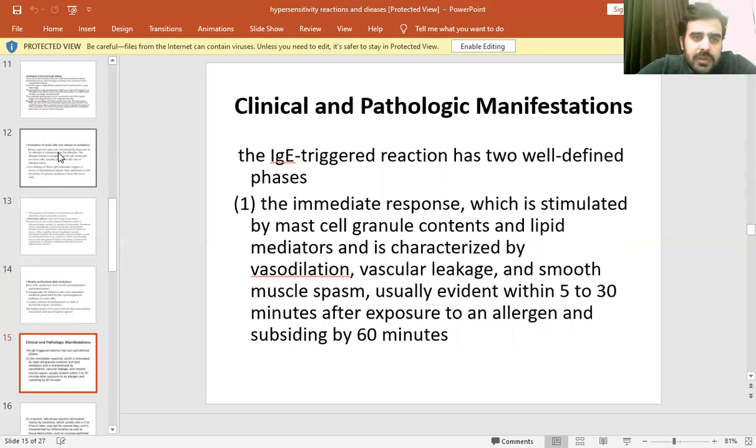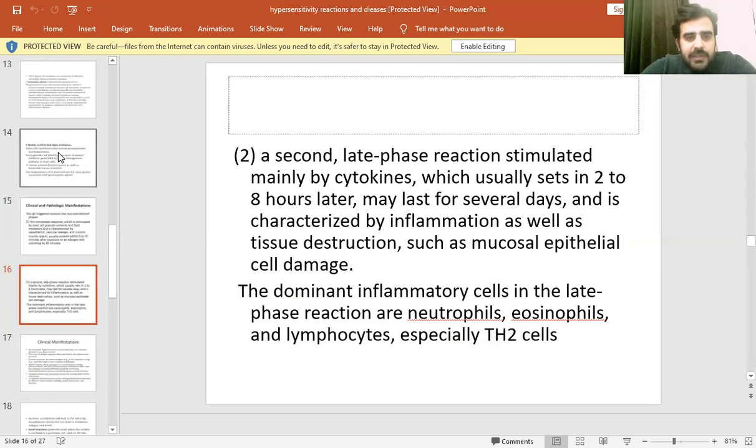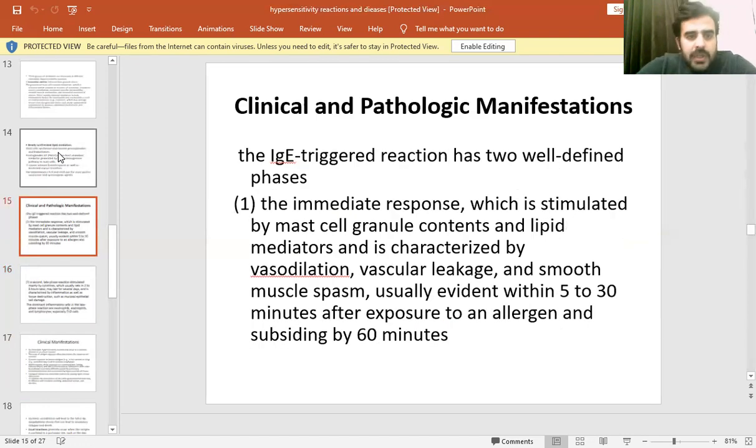Right now we are going to discuss the clinical and pathologic manifestations. The IgE-triggered reaction has two well-defined phases. The first one is the immediate response and the second one is the late phase reaction. The first one is stimulated by the mast cell granule contents and lipid mediators. We have discussed them: histamine, prostaglandin and leukotriene. What are they causing? They are causing vasodilation, vascular leakage, and smooth muscle spasms. It is evident usually within 5 to 30 minutes after exposure to an allergen, and it will finish by an hour.